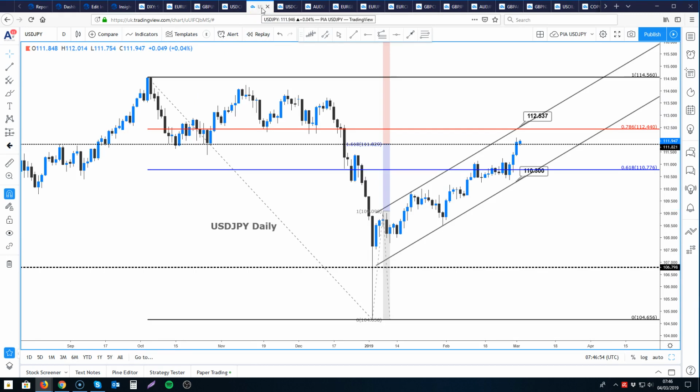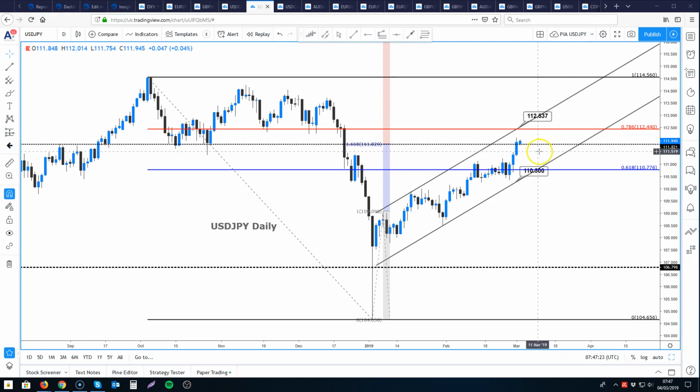Dollar yen has been quite persistent. It had 3 decent days, obviously with gold selling off quite aggressively as well. To the upside, we've got a 78.6% retracement level at 112.44, and a channel top at 112.53. To the downside, intraday, we've got pretty strong support at 111 the figure.